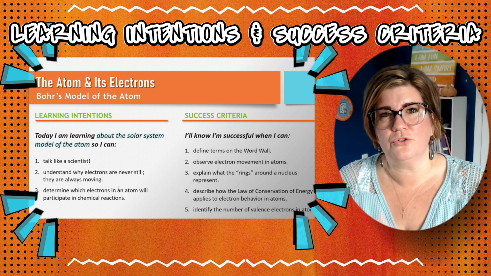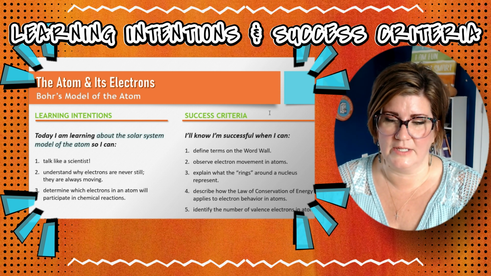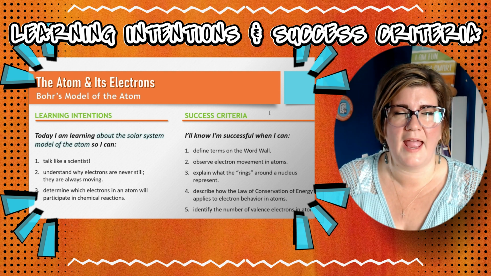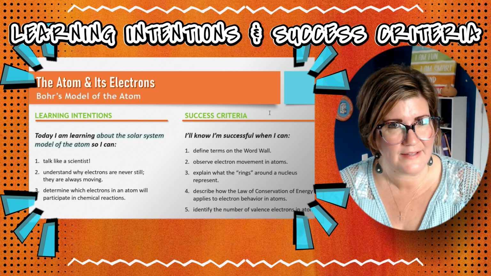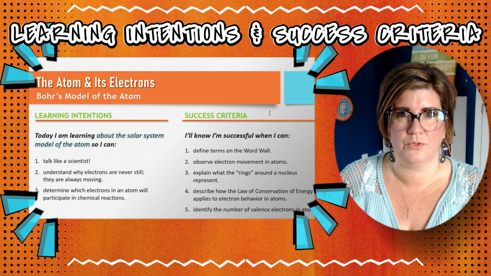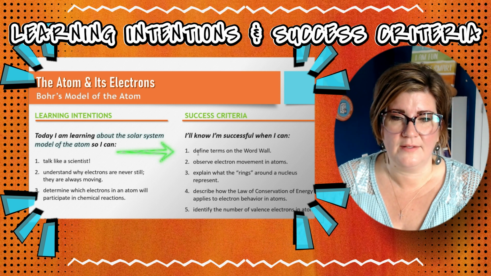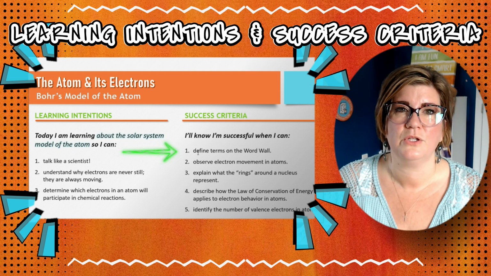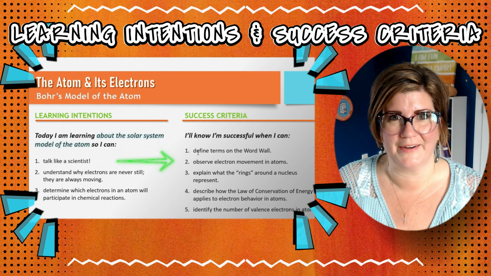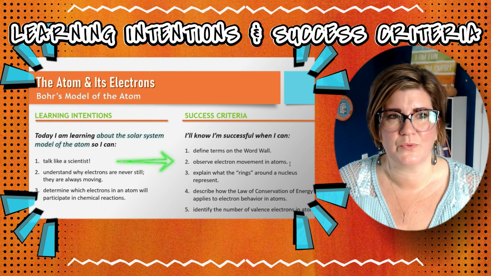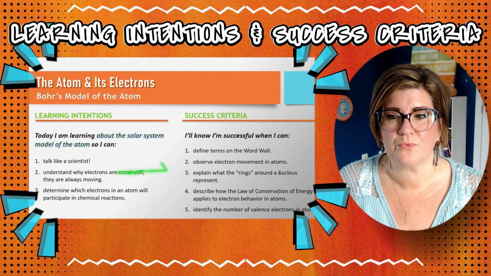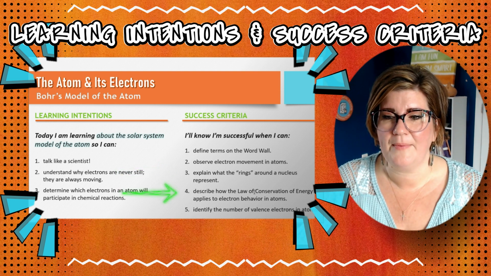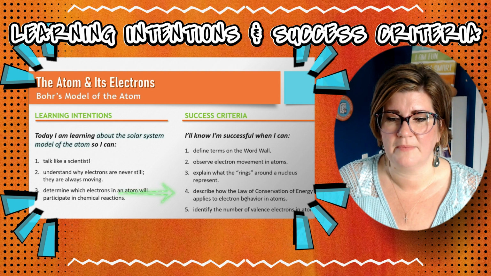What you can expect them to do is the outline I make for success criteria. And success criteria, I don't see them as what you can do after the lesson, but also what students can expect to do during the lesson. So yes, we should be able to define terms after the lesson, use them. Also maybe not define them, but use them. Observe electron movement in atoms. We're going to do that with a simulation. Explain what the rings around a nucleus really represent, something more than location. Describe how the law of conservation of energy applies to electron behavior in atoms.